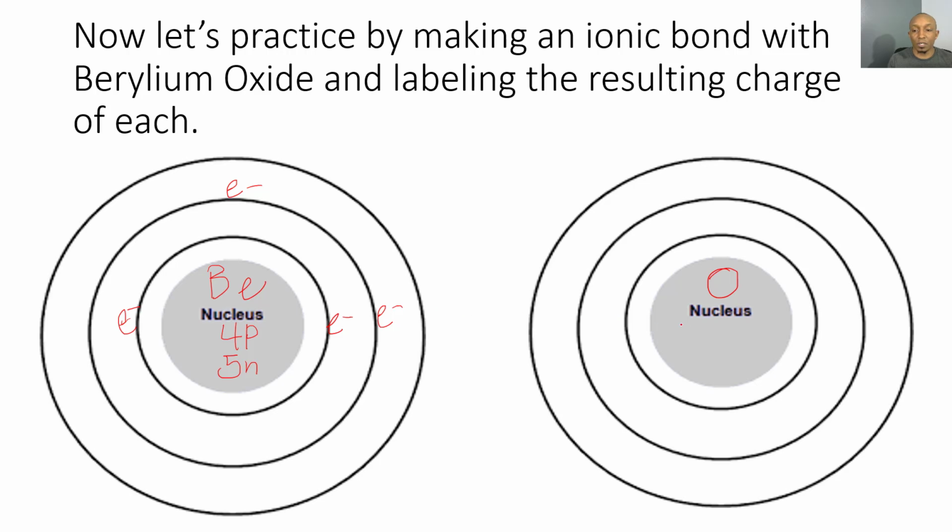Now let's come over here to oxygen. Oxygen has 8 protons in the nucleus and 8 neutrons in the nucleus. Since it has 8 protons, it needs 8 electrons. So let's go over here and we put our first 2. And I'm not necessarily going by labeling it all the way correctly.